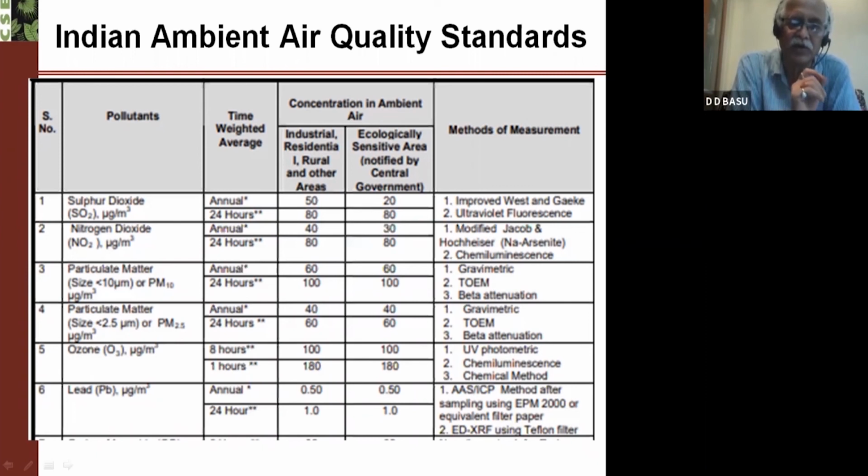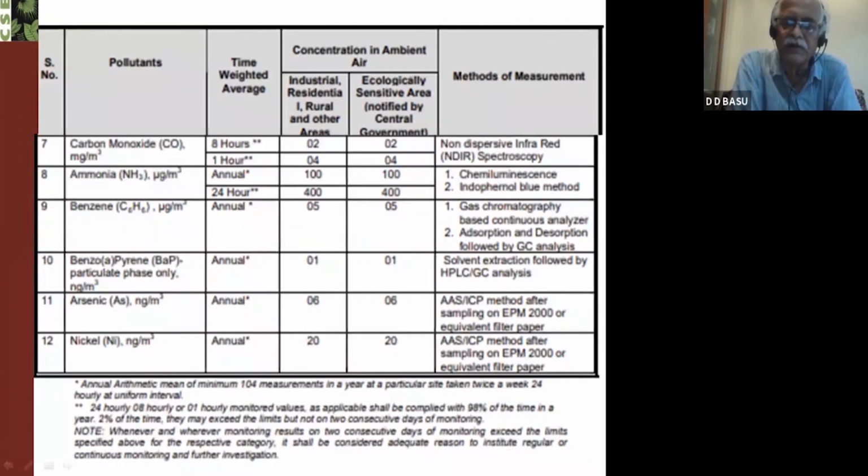In the case of ozone, it's 8 hours and 1 hour. And in the case of lead, it is an annual average and 24 hours. Now the question is the parameters also changing, µg per normal meter cube. In the case of all of these, the unit is microgram per normal meter cube. This is our unit. Next.